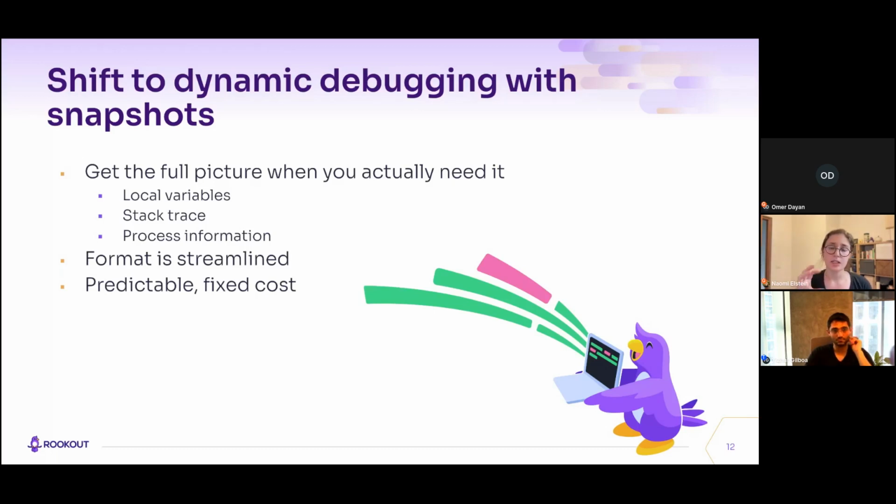A snapshot is a complete picture, complete rich contextual data of your whole system at some point in time. It's essentially everything that you could possibly put into a log and more. All the local variables, stack trace, process information, and you can stream that from your system when you need it. So there's a crisis, there's a production issue, you decide these are the places where I need to know everything that's happening. Data is redacted automatically.